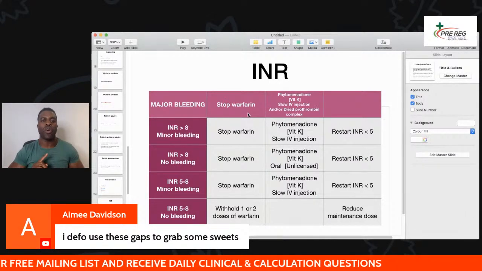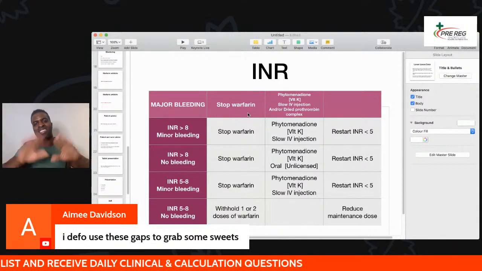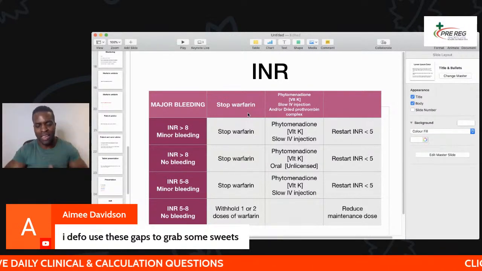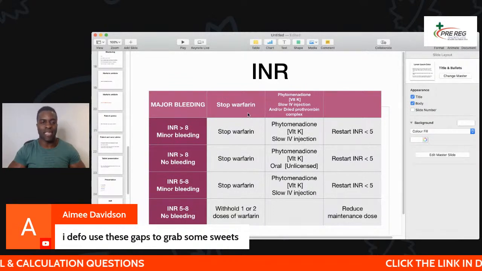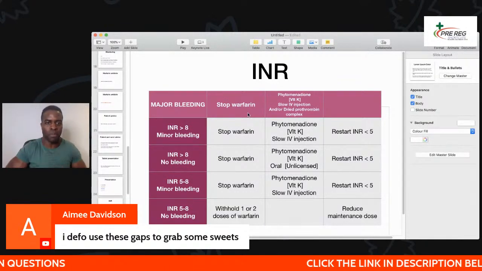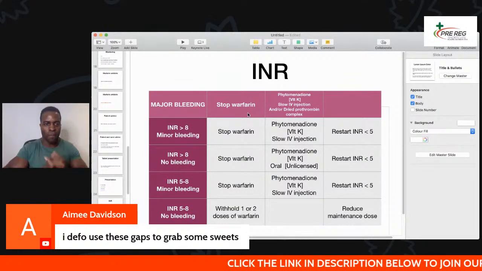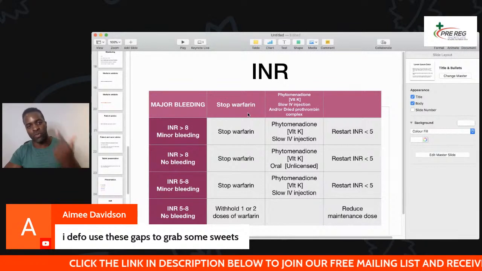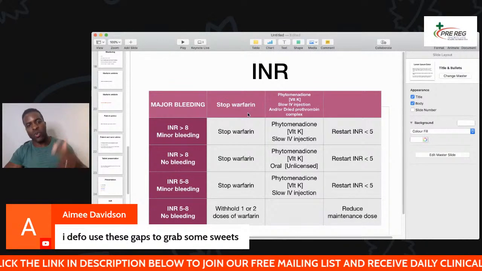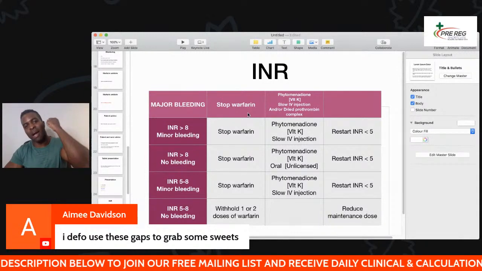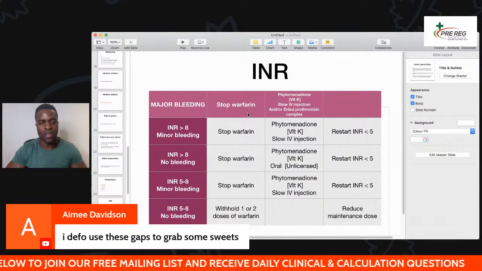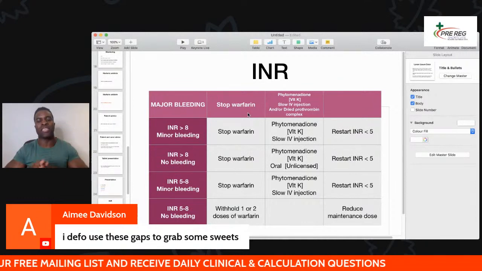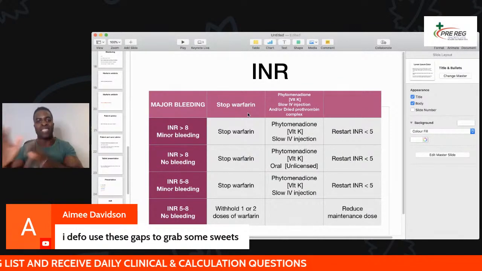The main thing you have to look at is bleeding. We cover this in detail on the course. All of you guys have this stuff. But with bleeding, you need to ask yourself two things. Is the patient bleeding or are they not bleeding? Bleeding, yes or no? That's the first question you ask yourself. Second question, INR: is the INR above 8 or below 8? Once you know the answer to these two questions, then you know exactly what to do.